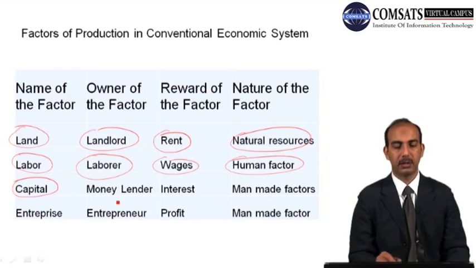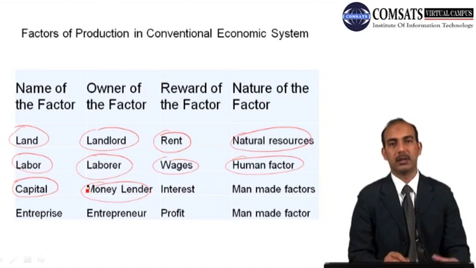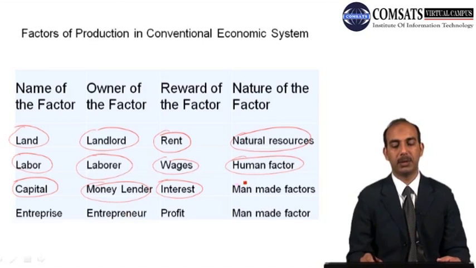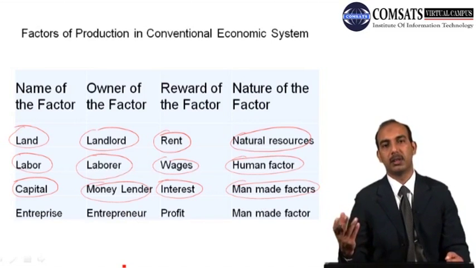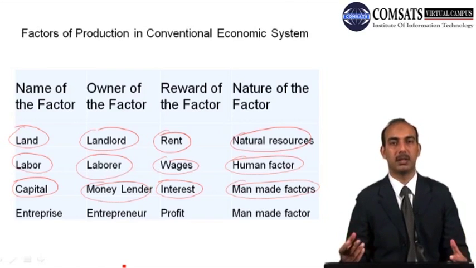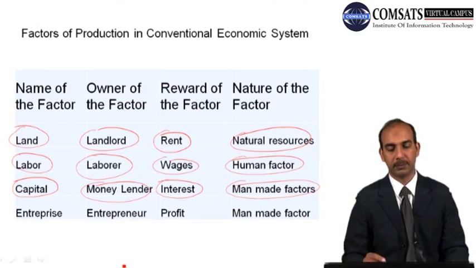And for capital, the owner of capital is the money lender under the conventional thinking, and the reward is interest. These are man-made factors, like the currency notes. Capital also includes the machinery, plant, and anything which has been manufactured or prepared by the human factor.